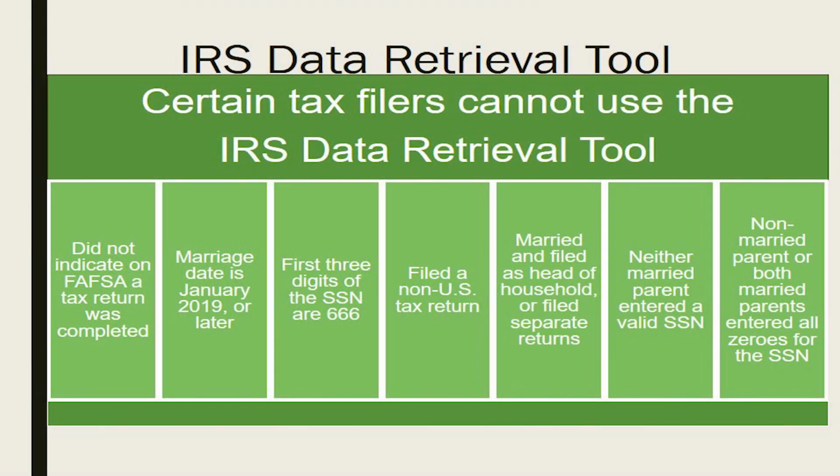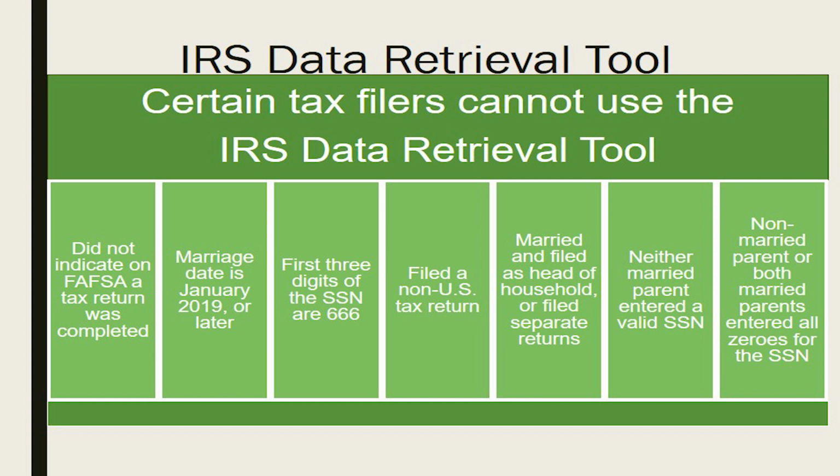All right. So the IRS data retrieval tool, this just shows you the people who can't use it. And this is very small. I'm sorry, my eyes are getting bad. So they didn't indicate on the FAFSA that a tax return was completed. They married after January 2019 or later.